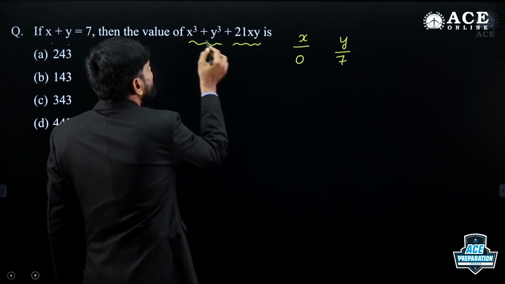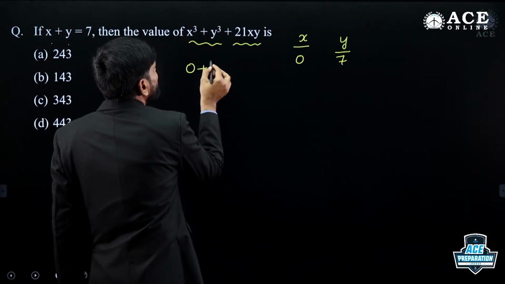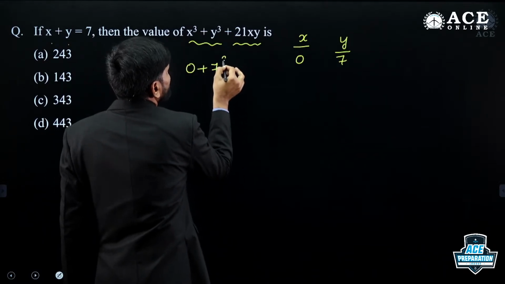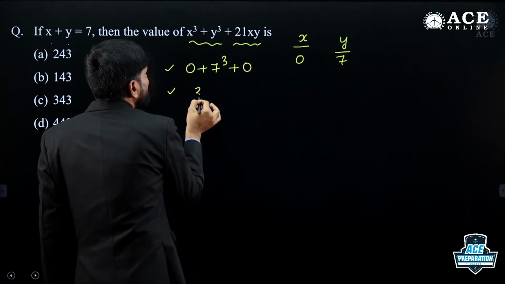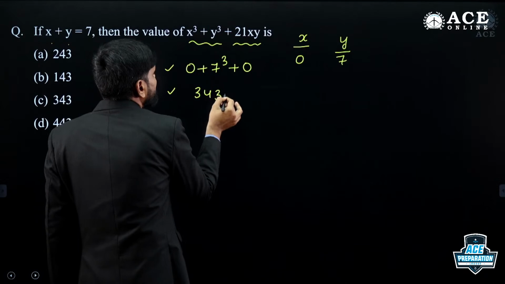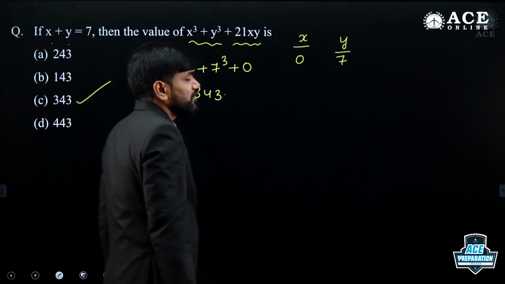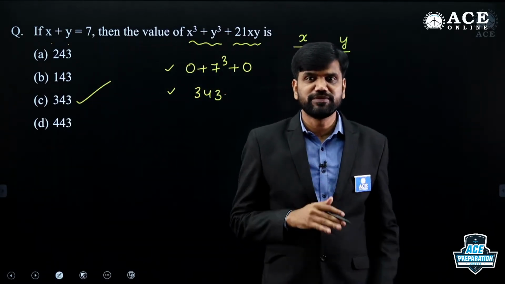That will give you what? X cube will be 0, plus y cube will be 7 cube, that is 343, plus 21xy will become 0. So this gives you the value as how much? 343 straight away. Means your answer has to be what? Option C. That simple it would be.